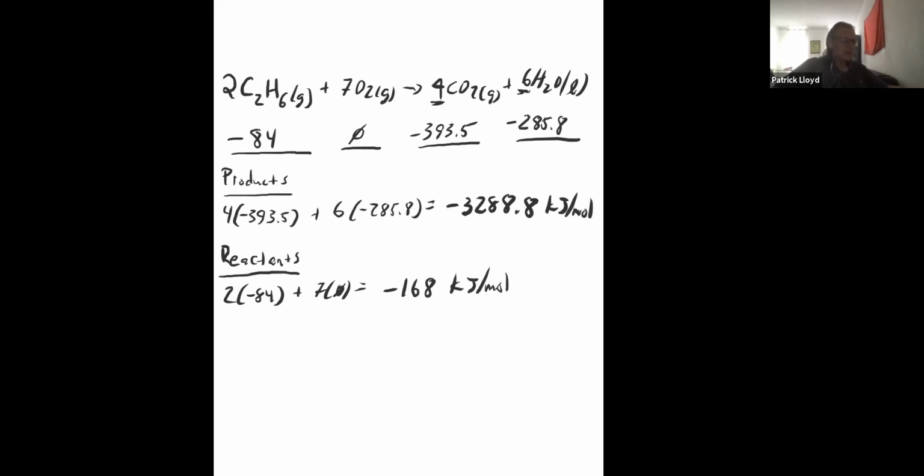And then you're going to do products minus reactants. So you're going to take this number and you're going to subtract this number. When you're subtracting something that's negative, you're going to add it. So really you're adding a small positive number to a large negative number. So the large negative number will become a little bit less negative, but it'll still be a large negative number. This is a lot of energy. That's why ethane is useful for generating energy. So then you just do your products minus reactants.